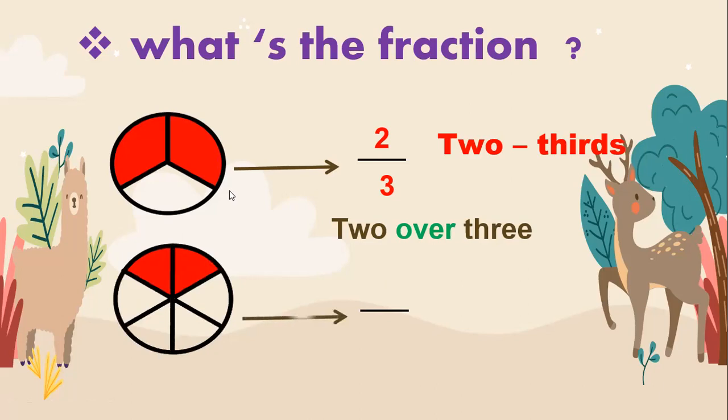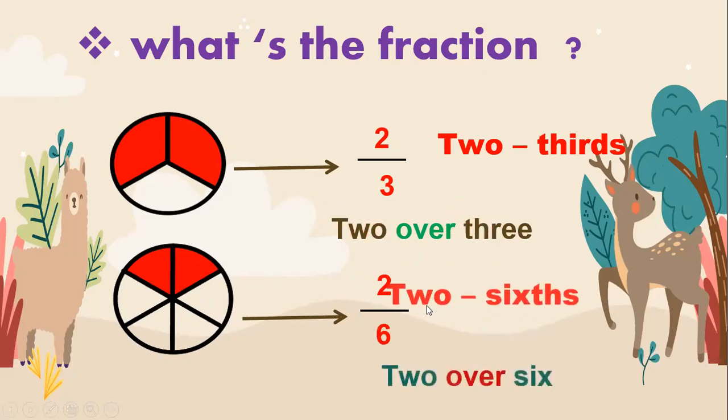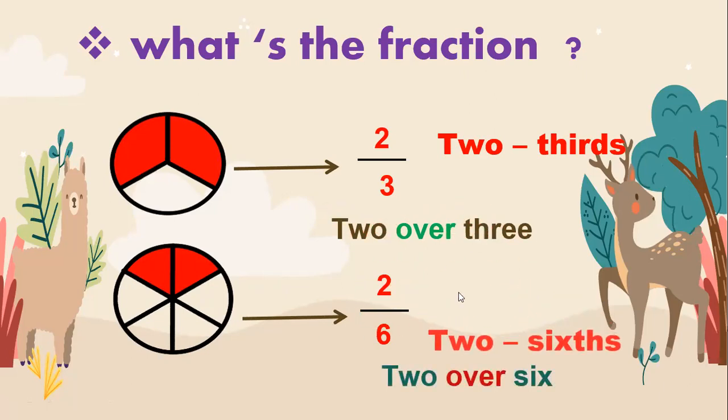The next one. How many colored or shaded parts? 1, 2, bravo. So I will write 2 in the numerator. How many total parts? The total parts, 6, bravo, Anas and Omar. We have 6 parts, 1, 2, 3, 4, 5, 6. So our fraction is 2 over 6, or it can be 2/6.